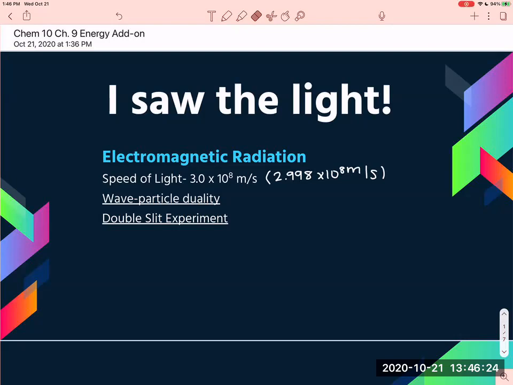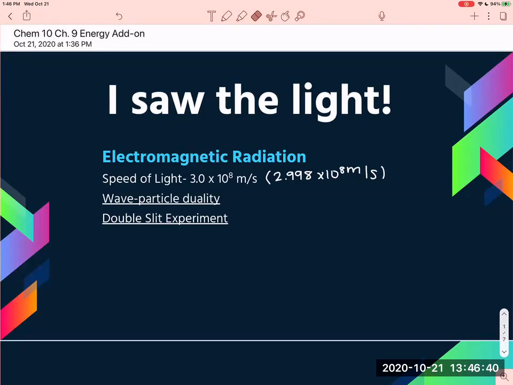So, electromagnetic radiation, as mentioned in the first video, is essentially light. And we just can't see it all. It has a large spectrum of things like microwaves, radio waves, all the way to gamma, X-ray radiation. We only see a small amount of that as visible light.